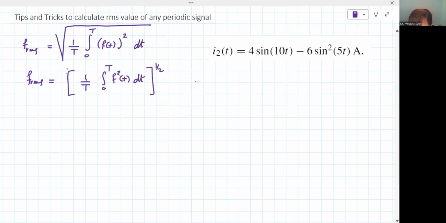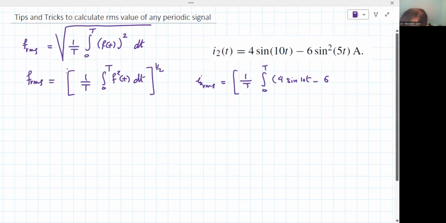Let's write this down. So I2 RMS is equal to 1 over T, integral from 0 to T, of I2. Let's write the definition itself: 4 sine 10t minus 6 sine square 5t, square all of that, dt, then take the square root of all of that, like that. Okay? So what is T?